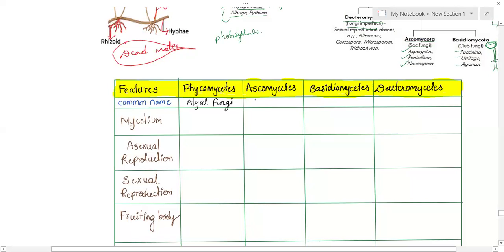What about ascomycetes? Sac fungi. This is the common name. Okay. Basidiomycetes? Club fungi. What about the Deuteromycetes? Fungi imperfecti. Perfect. This might be imperfect, but your answer is perfect. Okay.